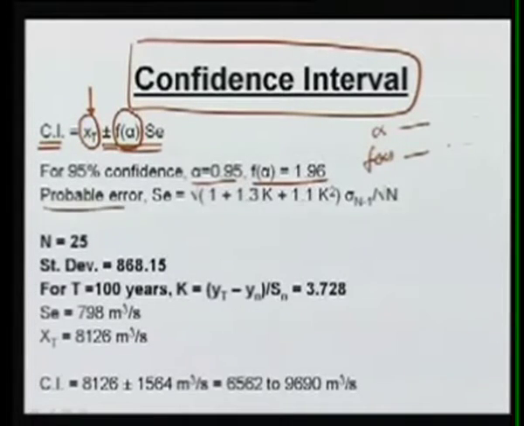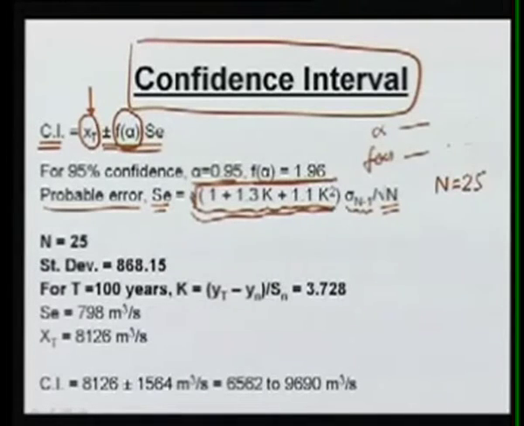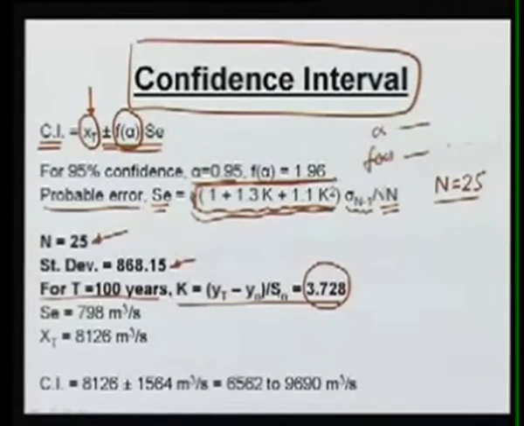SE is a probable error which is given as some constant, and that constant is related with K, and this square root sign is over this whole term. So this term is a function of K. Then we have this standard deviation and square root of n. N is the number of data. In this case we have 25. K can be obtained using the same equation. For t equal to 100 years, it can be obtained as 3.728 with given values of n and sigma.